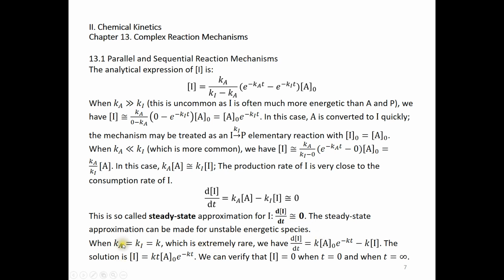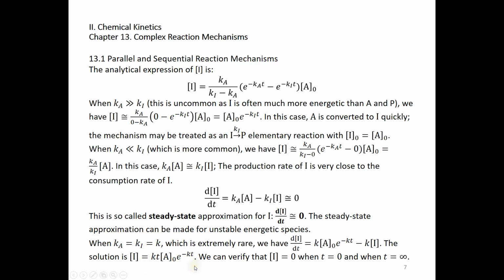What if Ka and Ki are exactly the same? Then we're going to use just K to denote both rate constants. This is extremely rare because usually different elementary reactions have different reaction rate constants. But what if this indeed happens? Then we have to solve the differential equation slightly differently. It's going to be this, and then the solution is this: I is Kt times A naught times e to the power of negative Kt.